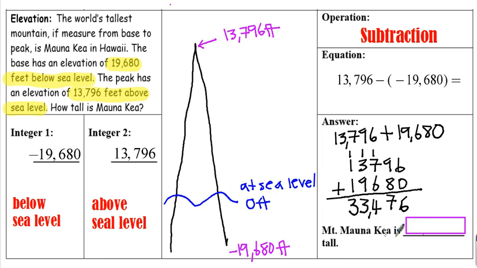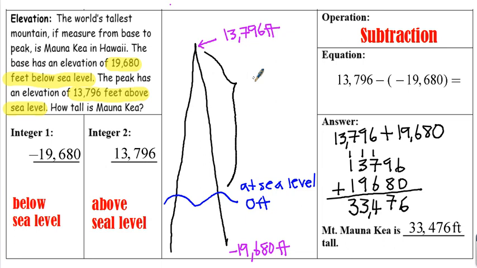So our Mount Kea is 33,476 feet tall. And again, the drawing is really important here. It tells us the top and the low, and we figured out that we're looking for the difference, which is subtraction.